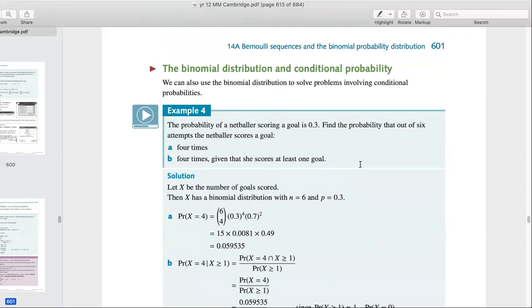Again, binomial distribution can of course combine with conditional probability, such that they give a sentence like, given that blah blah blah would happen, or if something happened. It essentially means they give us extra information. In this case, they tell us, given that the score is at least 1 goal, which means probability of x greater than or equal to 1, right?